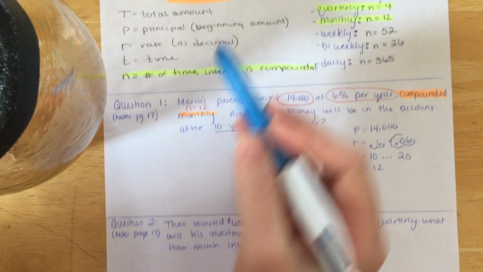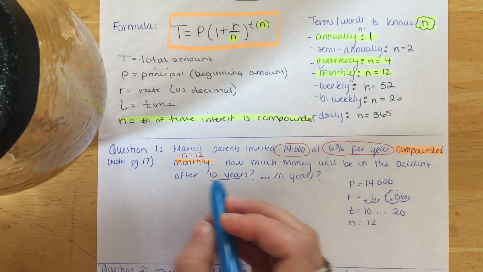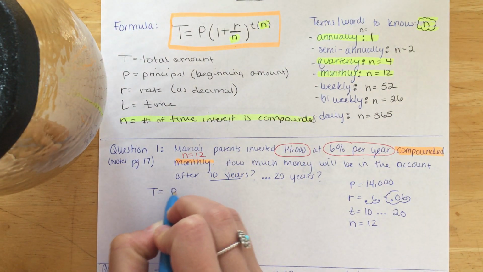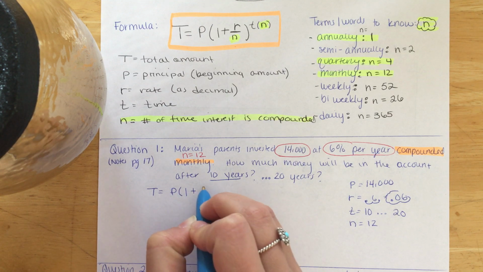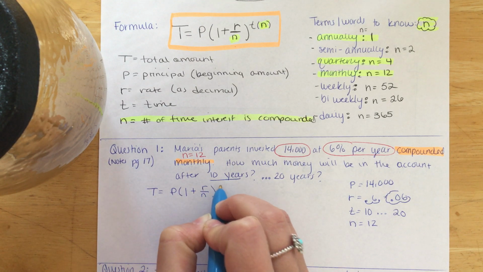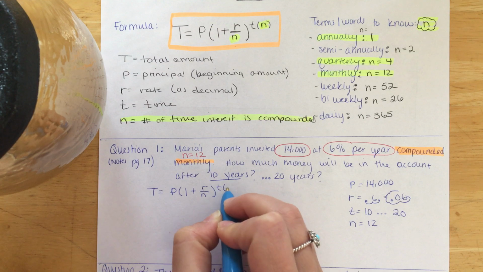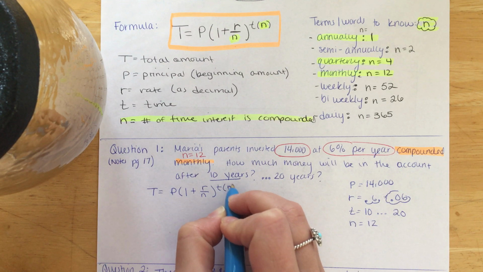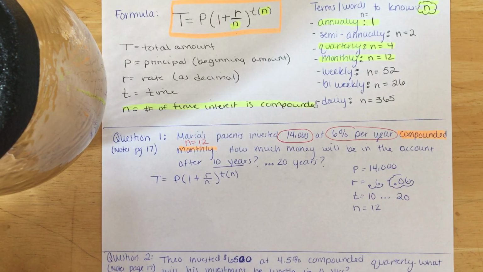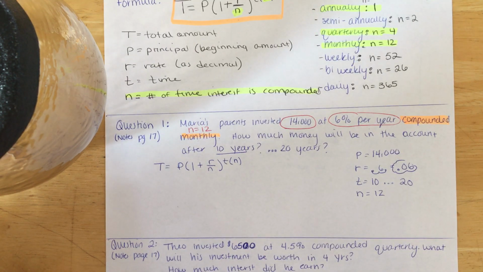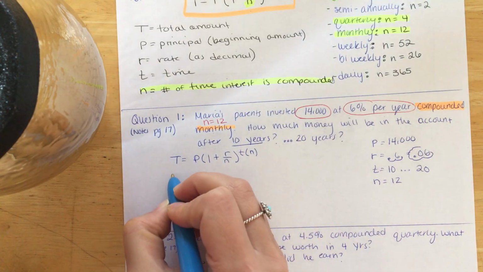So when I see the word compounded, I use this formula above here. T equals P parentheses 1 plus your rate R divided by N, raised to the T times N. Just write what I'm writing. All right, so let's plug everything in.